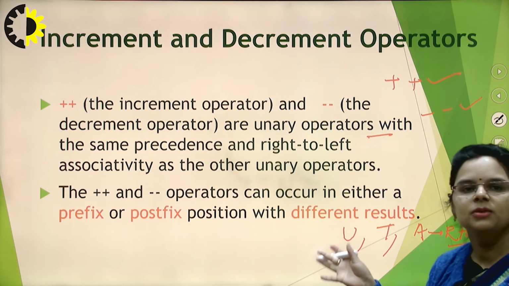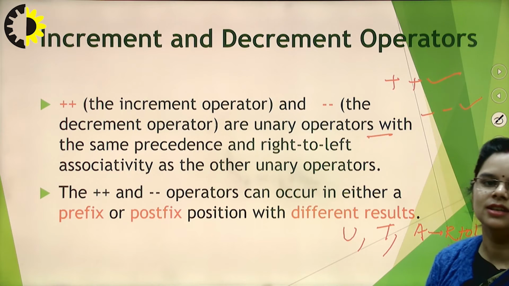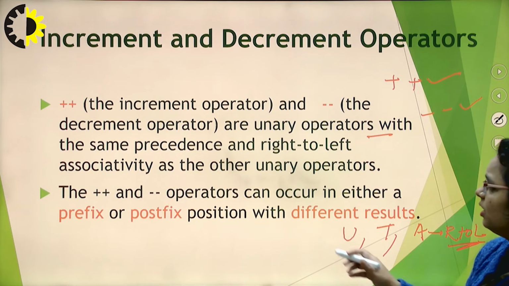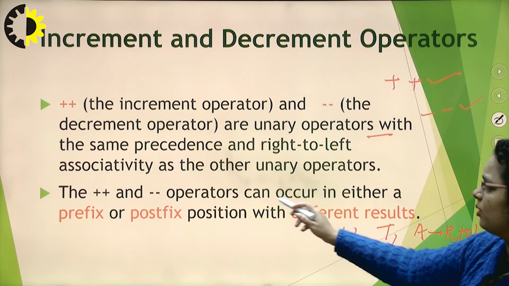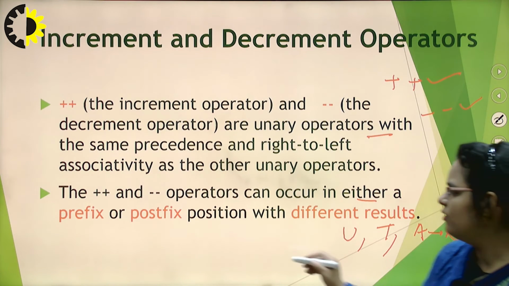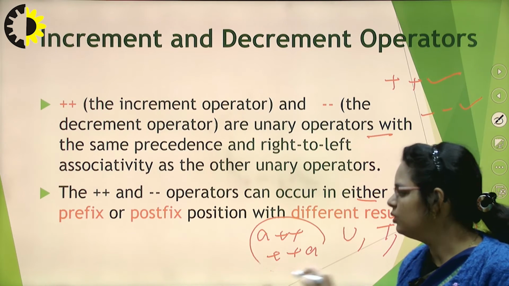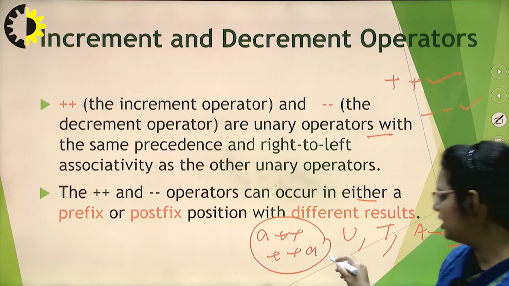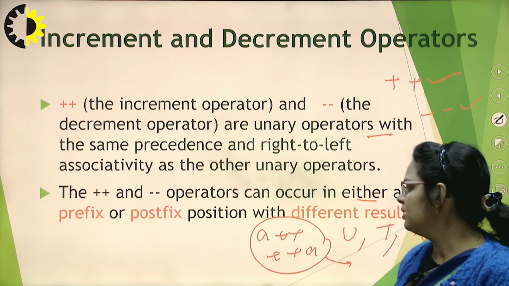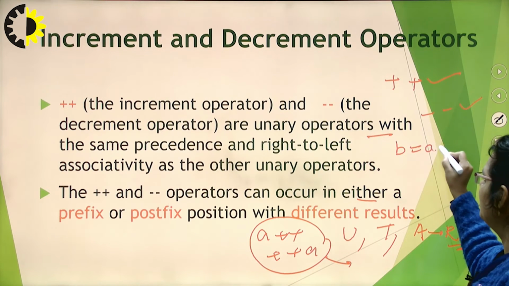So we can say the increment and decrement operators are unary operators. They have the same precedence, and the associativity of these operators is from right to left. The increment and decrement operators can occur in either a prefix or postfix position with different results. Yes, obviously A plus plus and plus plus A are two different operators. Yes, they both mean that the value of A would be increased by 1, but they are two different operators.